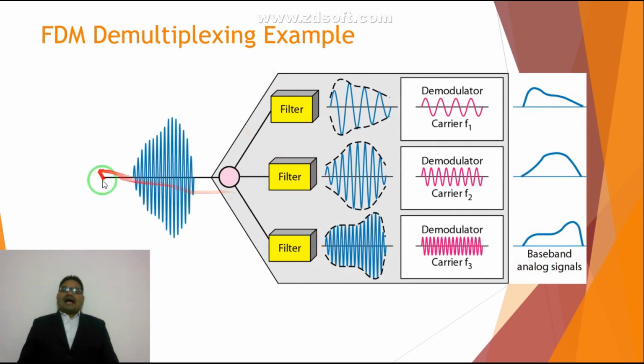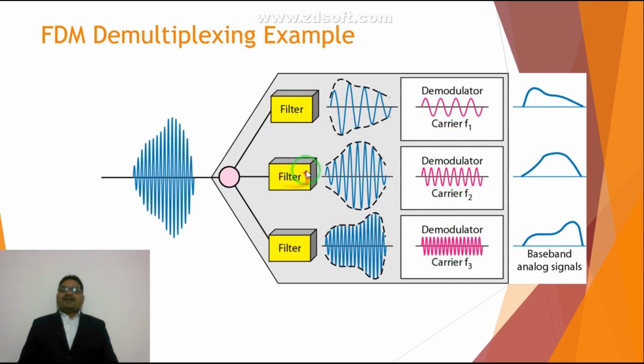Now guys, at the receiver side, this is the composite signal that we received, which consists of three different modulated waves. So we have three different bandpass filters: filter 1, filter 2 and filter 3. What is going to happen? This filter 1 is going to pass the frequency F1 and its sidebands, whereas it is going to block F2 and F3.